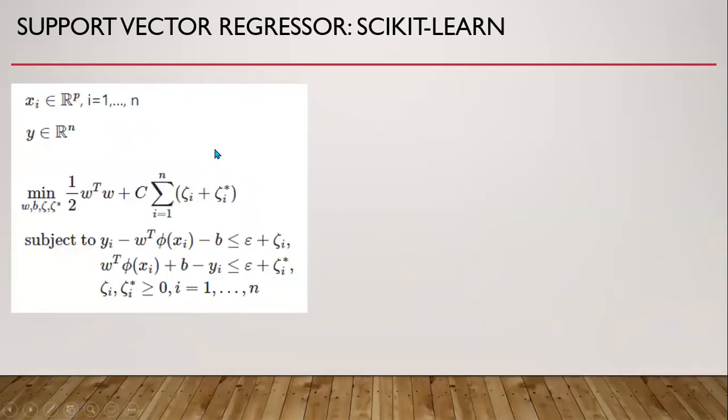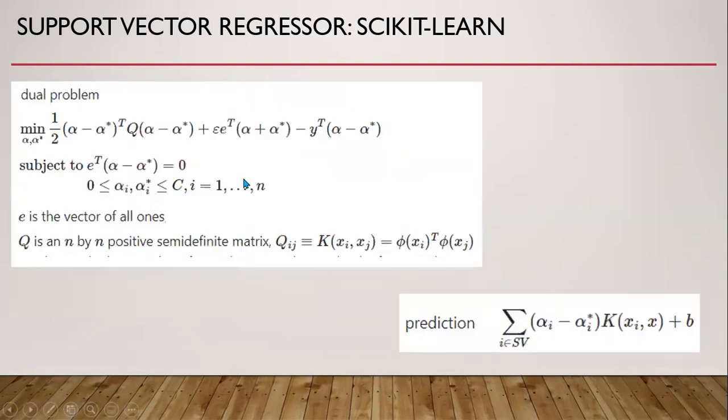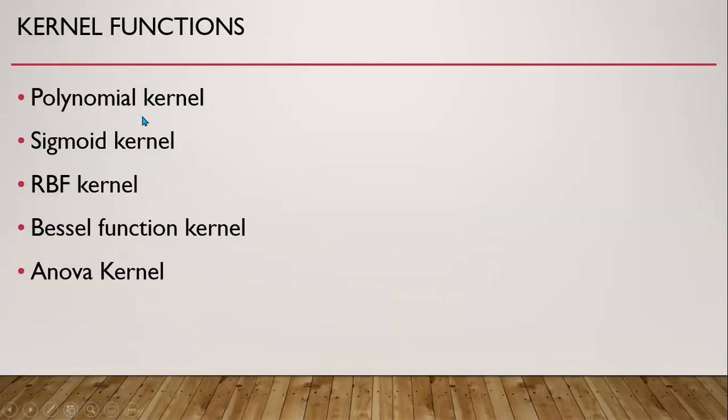Then this is the support vector regressor from scikit-learn. This is very similar to our equation. Then this is the prediction of the support vector regressor from scikit-learn. So what are the kernel functions available? We have these kernel functions available: polynomial kernel function, sigmoid kernel function, radial basis function, Bessel function kernel, ANOVA kernel. So this is the mathematical intuition behind support vector machine.